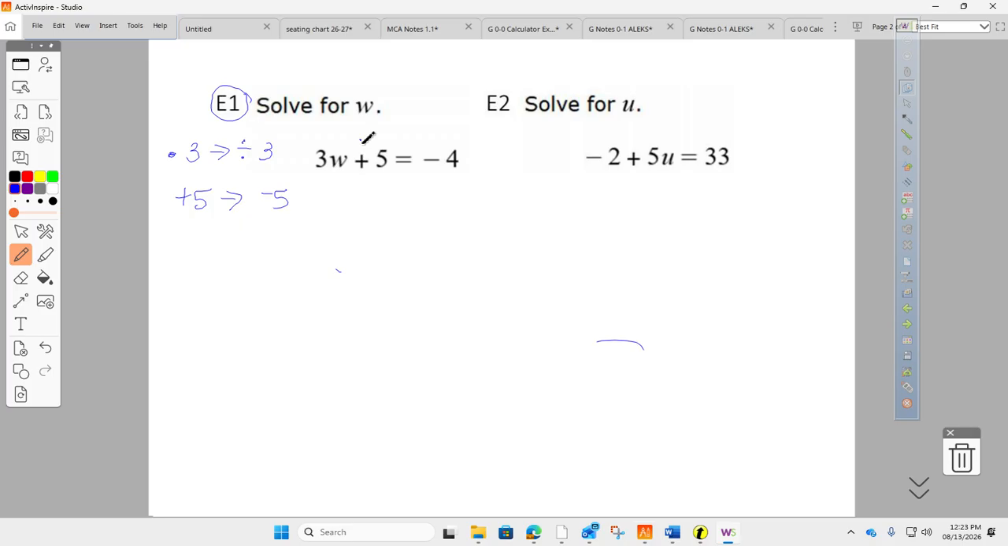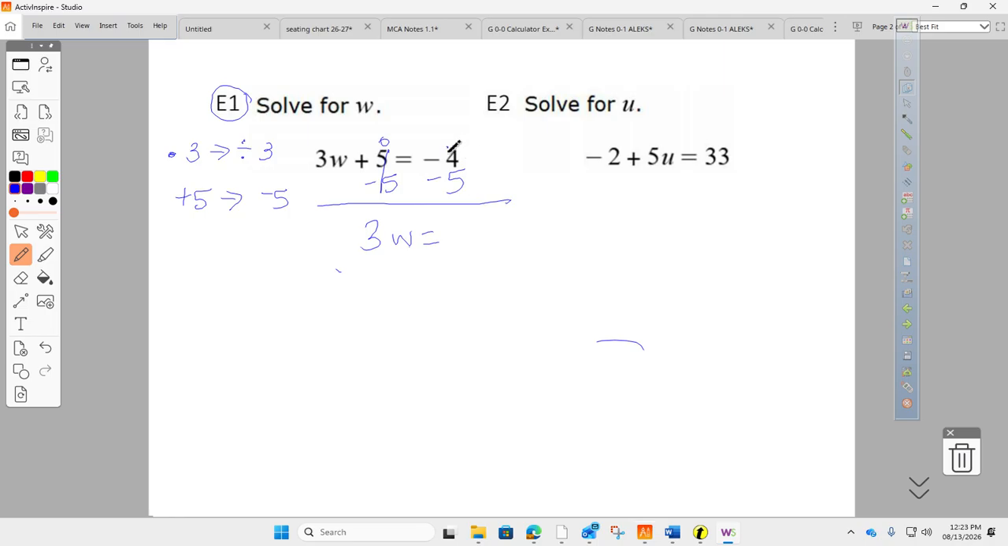Okay, so that being said, we are going to undo the adding 5 first, and we're going to do that by subtracting 5 from both sides of our equation. Now we're going to do the math. 5 minus 5 is 0. So on the left side, I have 3w plus 0, which is just 3w.